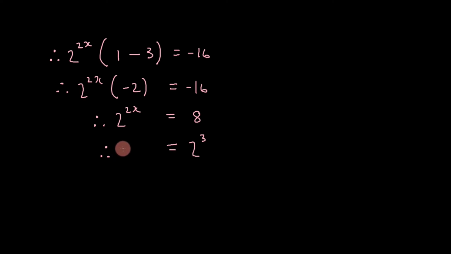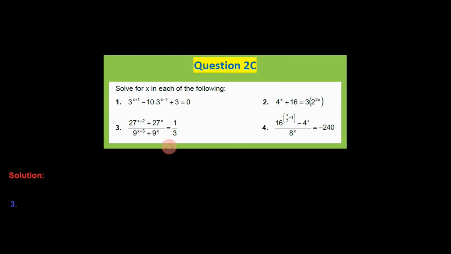So we have 2 to the 2x equals 2 cubed. The bases are the same, so we can drop them, and 2x equals 3. In other words, the powers must be the same. And then just solving for x, we see that x is 3 over 2. Let's look at number 3.